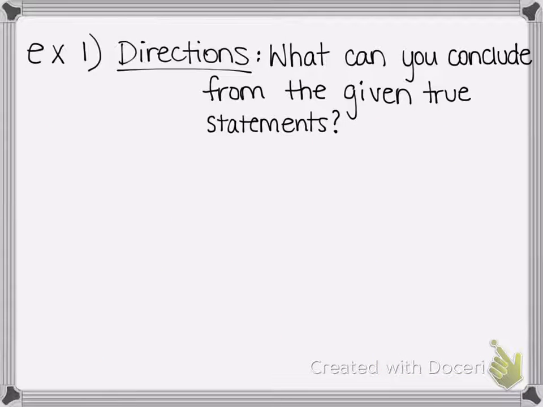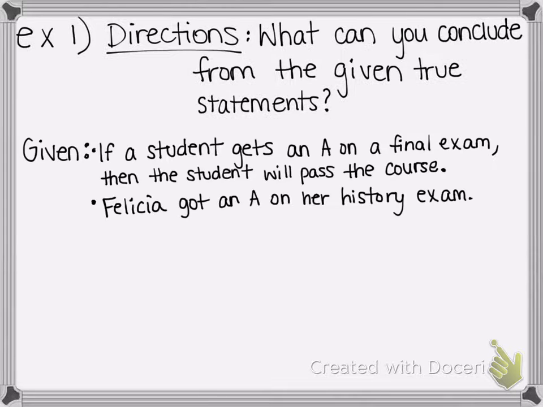So let's see how this works. Your directions are, for example 1, what can you conclude from the given true statements? This is what you're given. If a student gets an A on a final exam, then the student will pass the course. Second statement, Felicia got an A on her history exam. Our goal is to take this information and, using the law of detachment, make a conclusion.